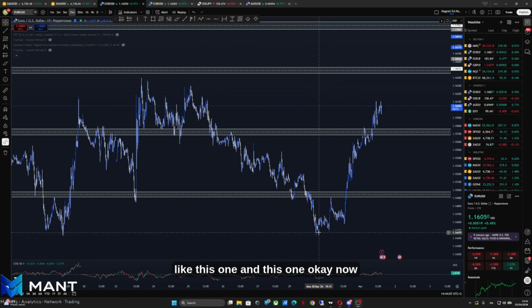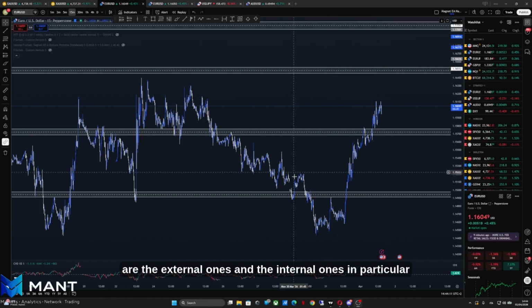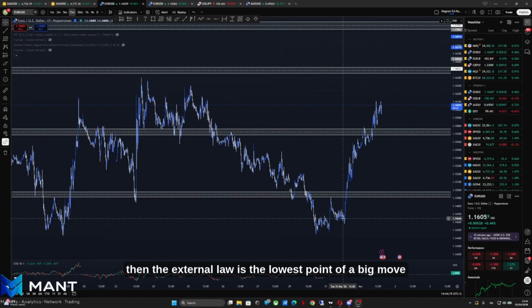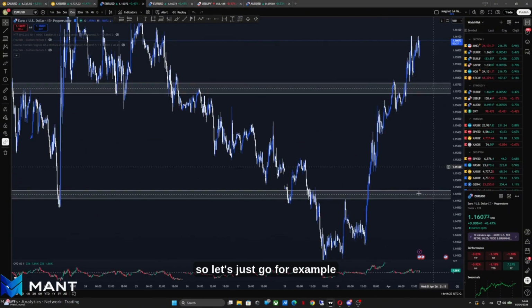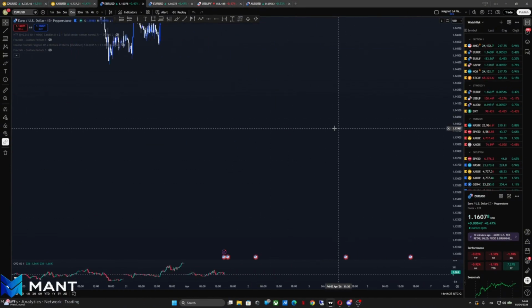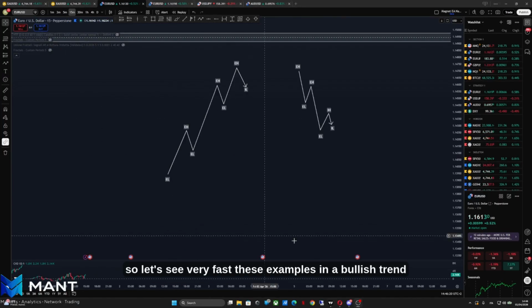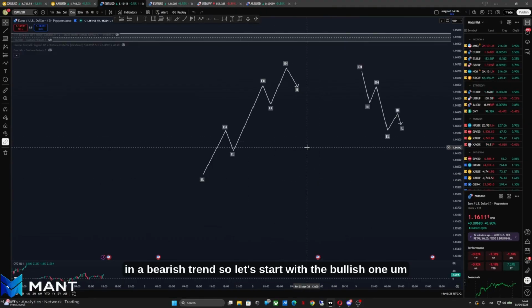Now, not all highs and lows are the same because there are the external ones and the internal ones. In particular, an external high is the highest point of a big move, and an external low is the lowest point of a big move. So let's see very fast these examples in a bullish trend and in a bearish trend. Let's start with the bullish one.